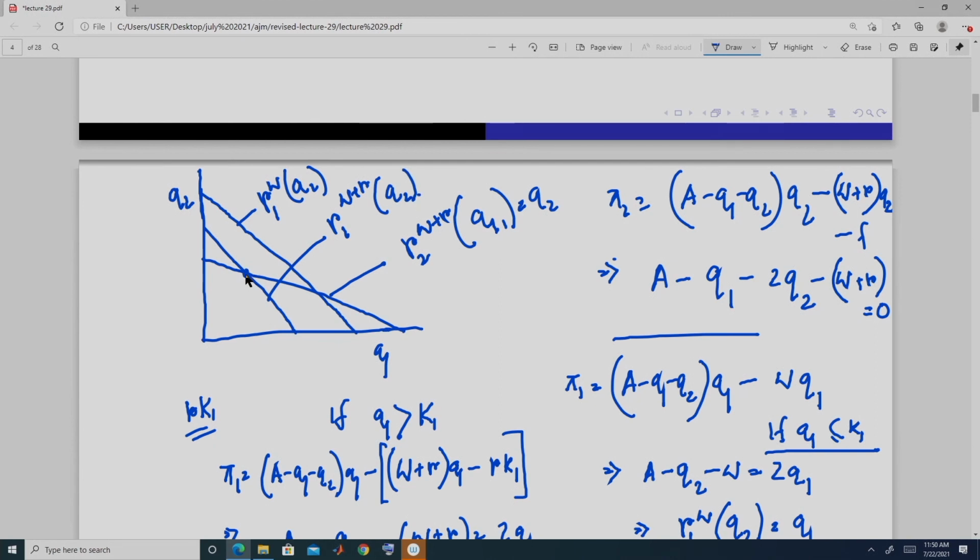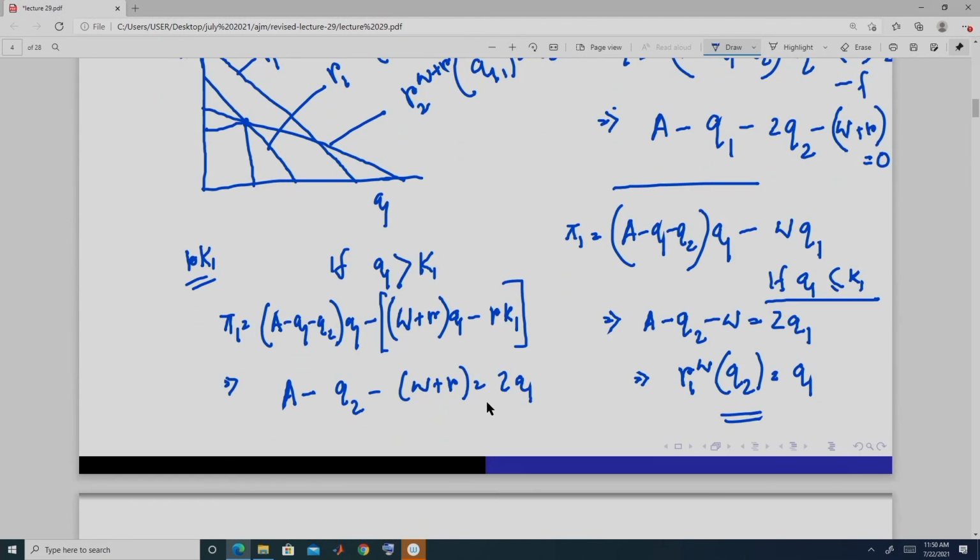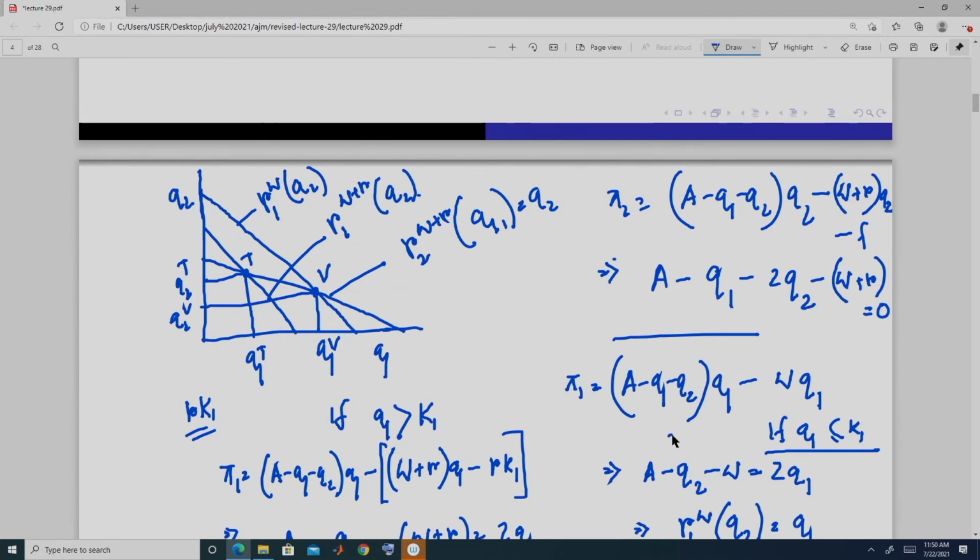Now, this is the symmetric output, because this is the reaction function and this is the reaction function. So, we take this point to be the point T, and this is the asymmetric outcome. This point is V. This is the Cournot outcome when we have this reaction function. And if from here we have K here, then the reaction function of firm 1 is like this. Okay, we have done that.